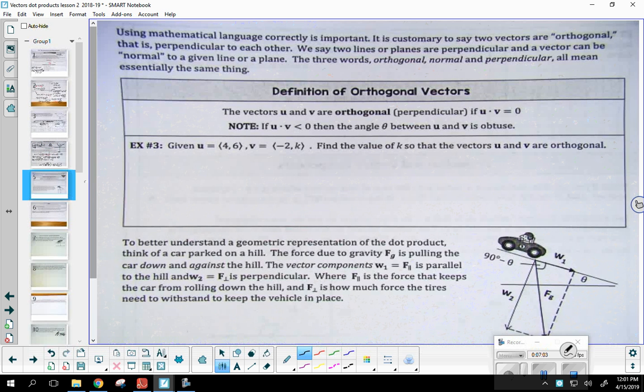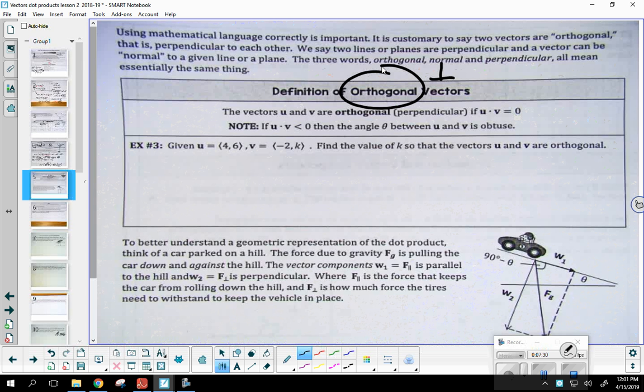Now, definition of orthogonal vectors. Orthogonal is a special word that we like to use when dealing with vectors. This tells me if two vectors form a right angle. That just means they're perpendicular. That capital upside down T is the symbol we use for that. So they form a 90-degree angle. Well, how do we know if they're orthogonal or perpendicular? If the dot product is 0.